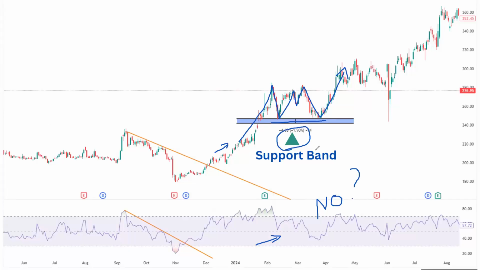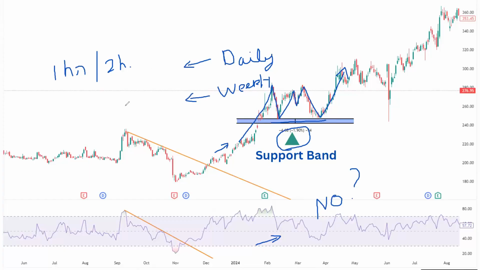What you need to do is, this is the daily time frame chart. What you can do is, you can just go to one time frame below that. You can pick 1 hourly chart, or you can pick 2 hourly chart. All right. If you're a trader who is using the weekly time frame chart for analysis, you can go to the daily time frame chart.